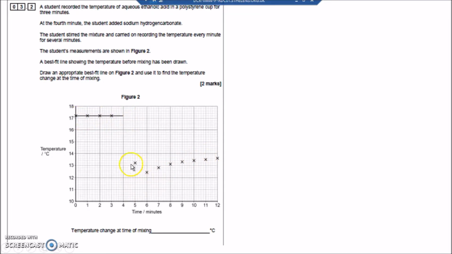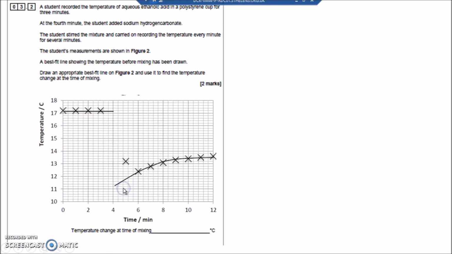Now this, I ignore that point, because the reason it's not dropped straight down to here and then come back up is because the thermometer can't respond that quickly. But it will drop down to about here and then start rising up. I need a line of best fit. Remember, a line of best fit can be a curve. A line of best fit on this, forming a curve and extrapolating back to time 4. I think it's going to work out 11.2.